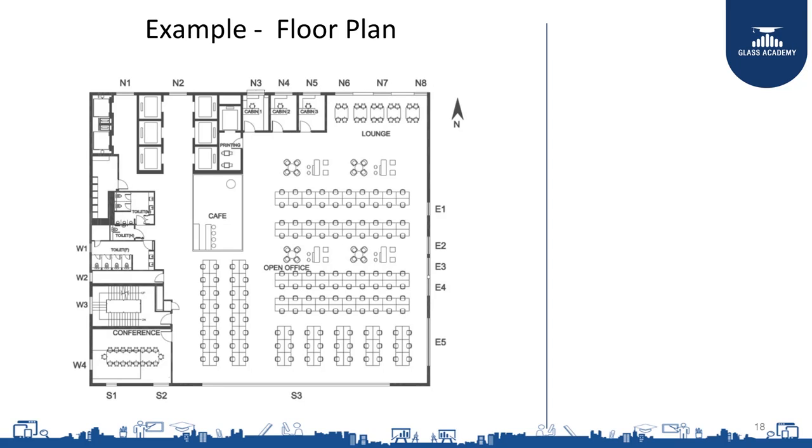Then we look at the floor plan. You can see there are windows in the north, east, south and west. Windows in the north are numbered N1 to N8. In the east, E1 to E5, south S1 to S3 and west W1 to W4.